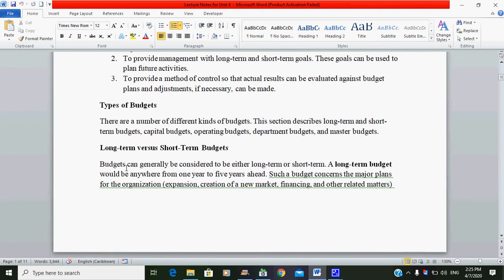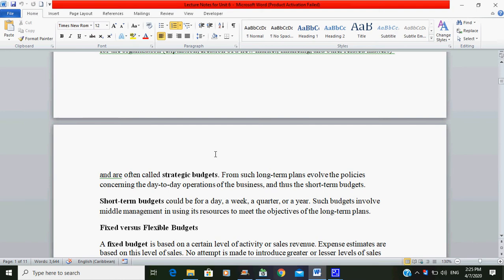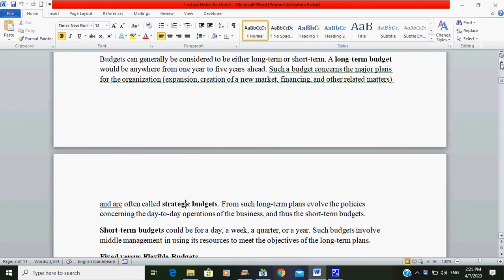Budgets can generally be considered to be either long-term or short-term. A long-term budget would be anywhere from 1 year to 5 years ahead. Such a budget concerns the major plans for the organization, creation of a new market, financing, or other related matters, and is often called what? Strategic budget. So the name for a long-term budget would be what? Strategic budget. And this is for 1 to 5 years.